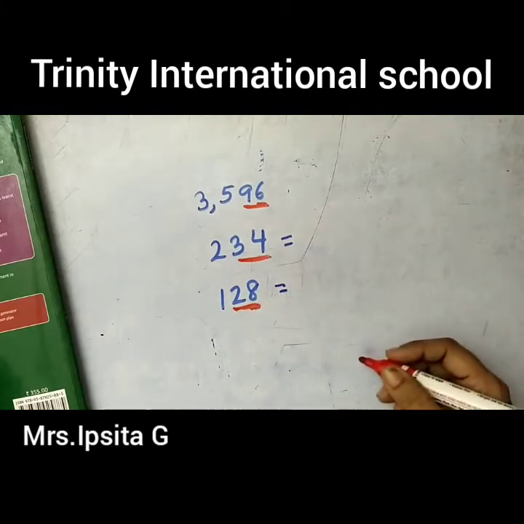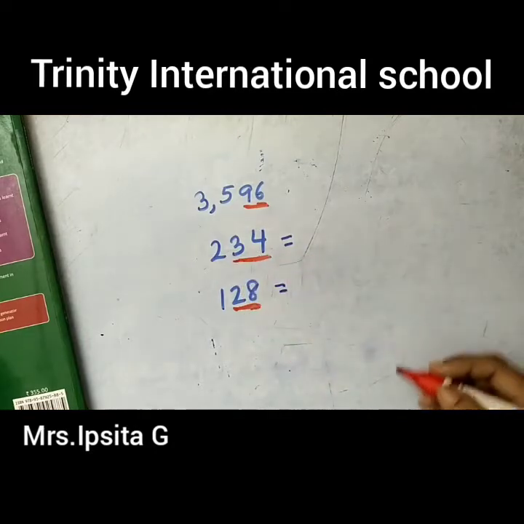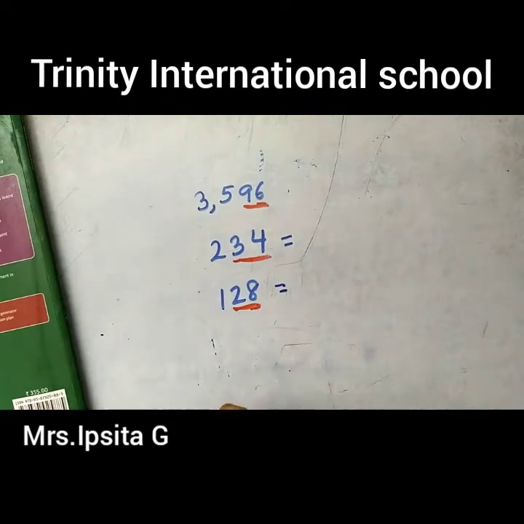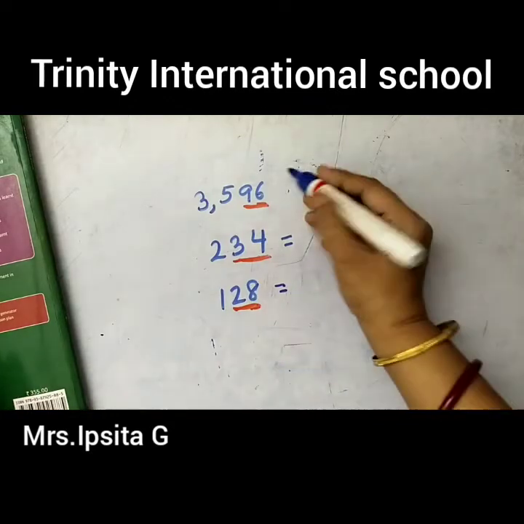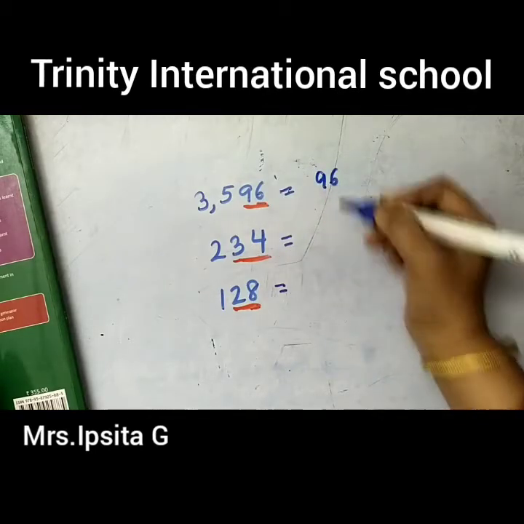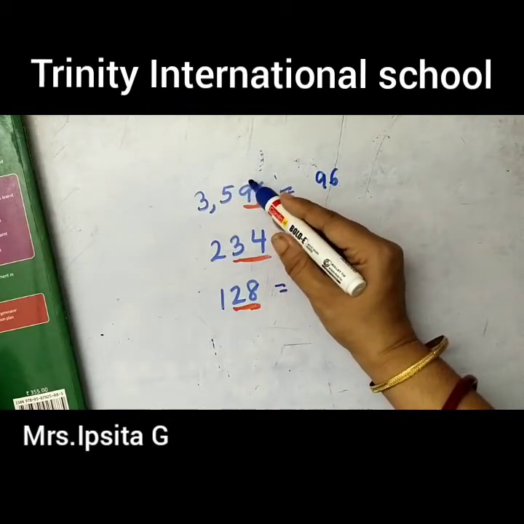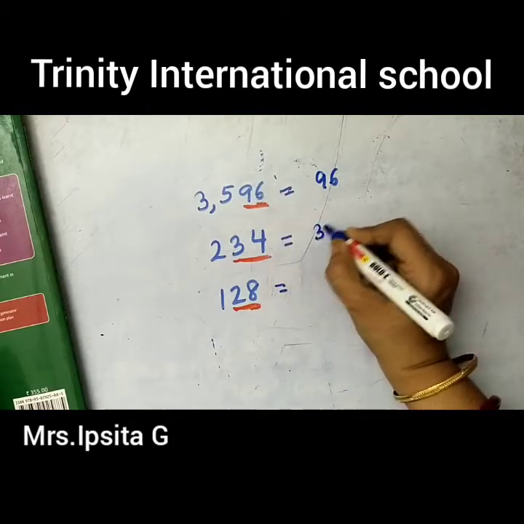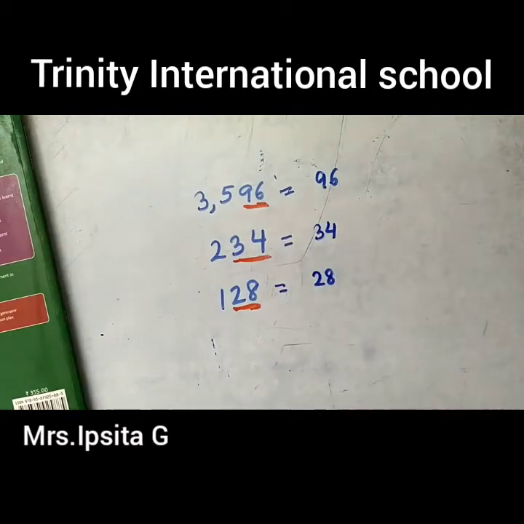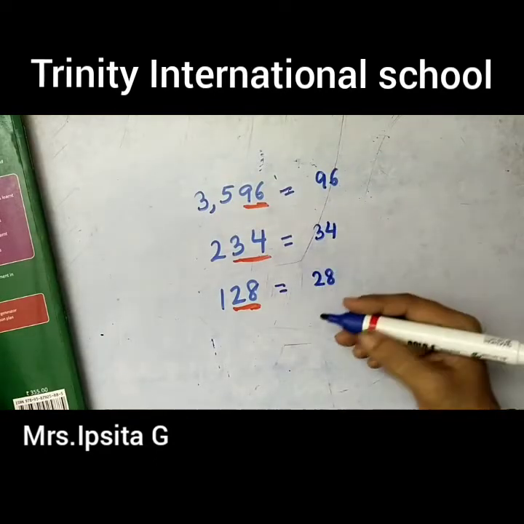तो हमने 2 के डिविजिबिलिटी में सिर्फ वंस के प्लेस को ऑब्जर्व किया था। अब 4 डिविजिबिलिटी में क्या करना है, हमको टेंस और वंस दोनों के प्लेस को ऑब्जर्व करना है। तो जैसे कि आपने देखा कि यहाँ पर 96 is the number which comes under tens and ones place. Here it is 34 and here it is 28.